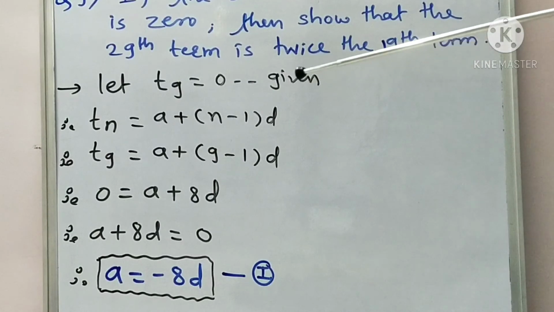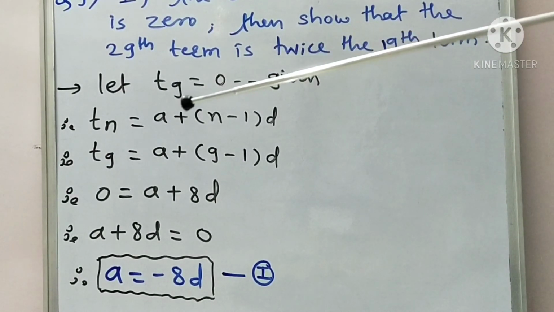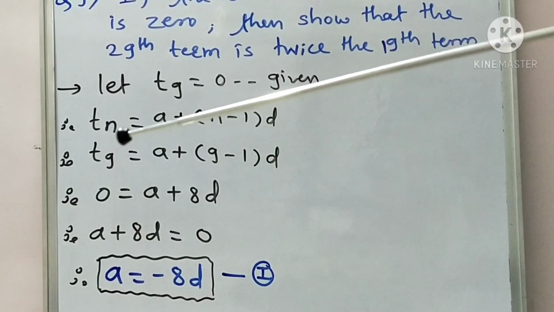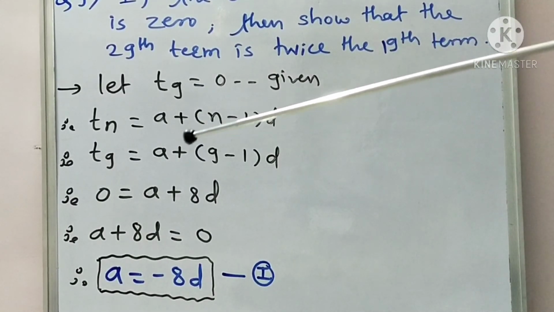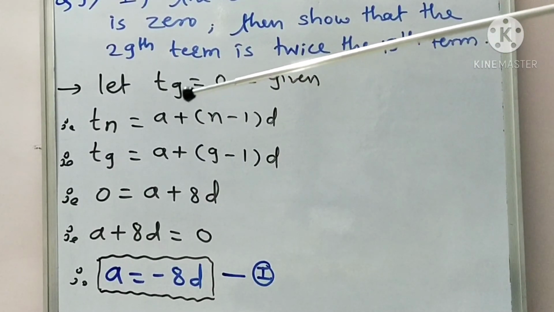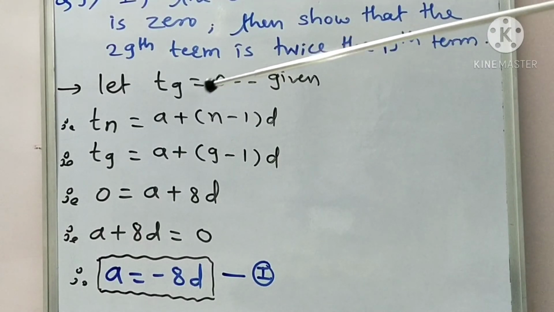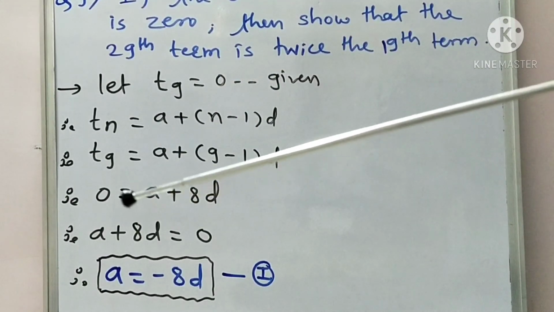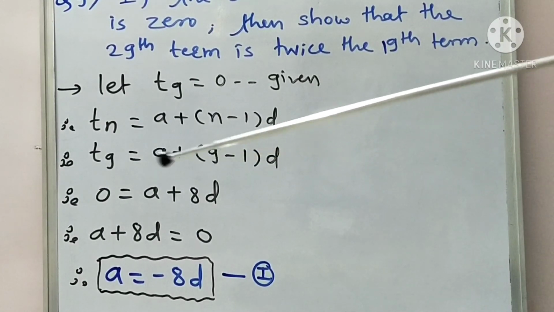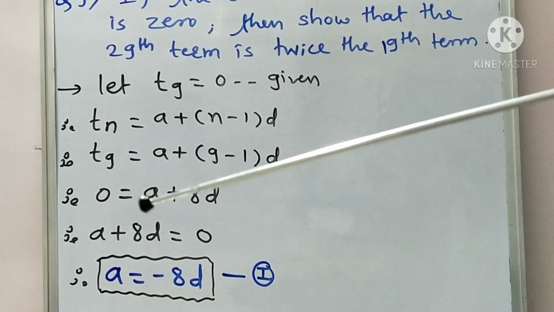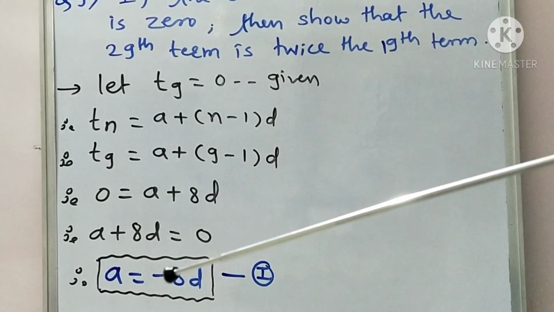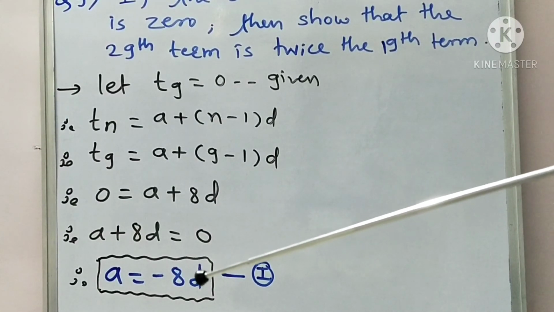First we write down the given part: ninth term means T9 as 0, and hence we use the formula of Tn first. Tn equal to what? a plus n minus 1 into d, and we put the value of n as 9 because the 9th term is 0. So here we get one equation: T9 equal to a plus 9 minus 1 into d. But T9 is 0. So 0 equal to a plus 8d, and hence the value of a is minus 8d.